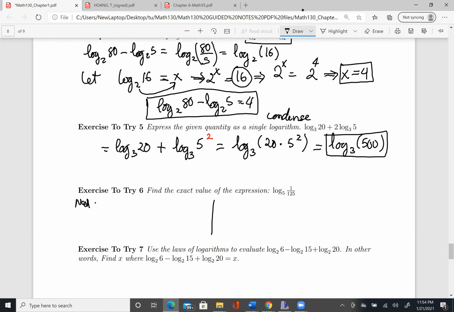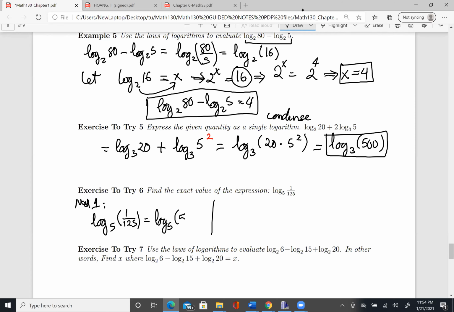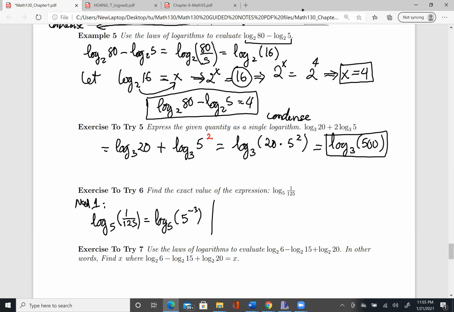So method 1, you can convert the argument. So I have log base 5. I convert the argument over here to be log base 5 of 5 to the power -3. You should know that you can use a calculator. You know that 5 to the power -3 is going to be equal to 1 over 125. So since you have the base of the log equal to the base of the argument, then this log is gone, and the value of this log is going to be equal to the power of the argument, which is -3.